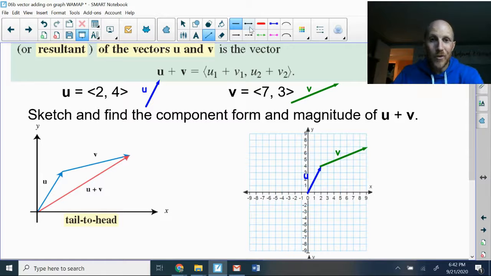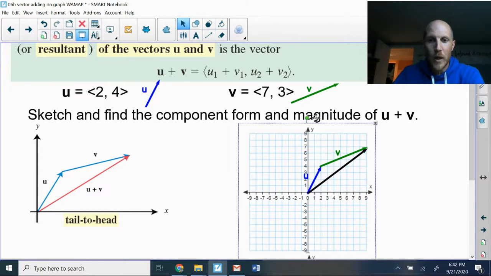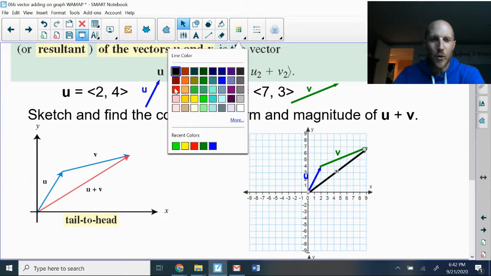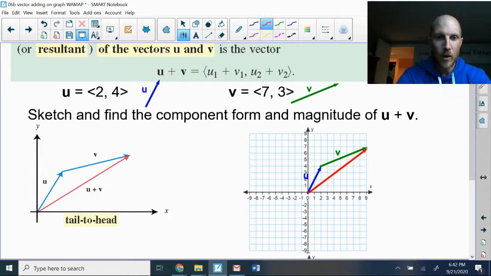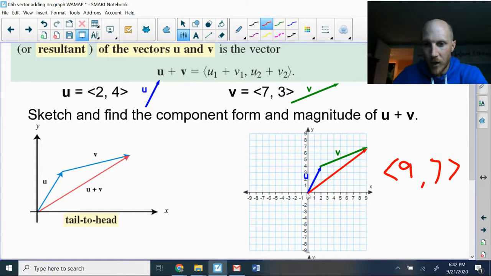Okay, so then the resultant is going to be from the origin at 0, 0 to the end of that second vector. I always color my resultants red because alliteration makes it easy to remember. All right, so this is my resultant. And if we do some quick mental math, the component form of the resultant should be 2 plus 7 is 9, and the y's, 4 plus 3, would be 7. And that is actually what we see on this graph. The red resultant vector has gone across 9 spaces and up 7 spaces.